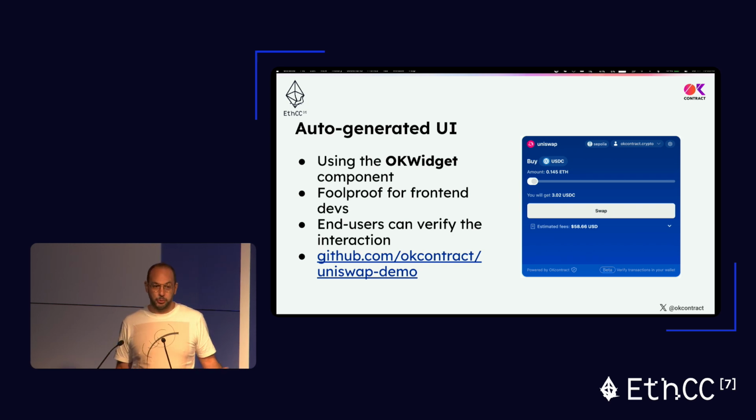And end users can as well verify the interaction because of the link in the bottom left, which leads to a verification page on-chain proving that the specification is correct, the attestations, etc. If you want to play with this 6 lines of code, but the whole project setup is github.com/OKcontract/uniswap-demo.